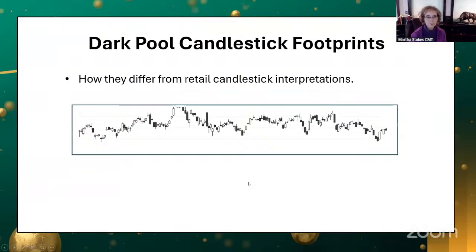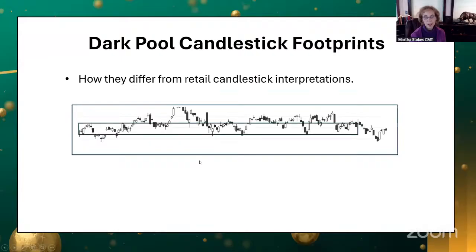Dark pool candlestick footprints, how they differ from retail candlestick interpretations. We have a buy zone that's set right in here. It may fall below or above. If it goes above their buy zone, they stop, the TWAP stops. If it goes below, they may wait to see how far it goes below, and then it triggers and nudges it back, right back up into their buy zone. So that is a major thing to study and learn.